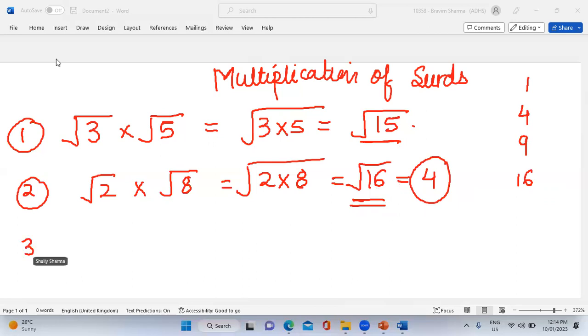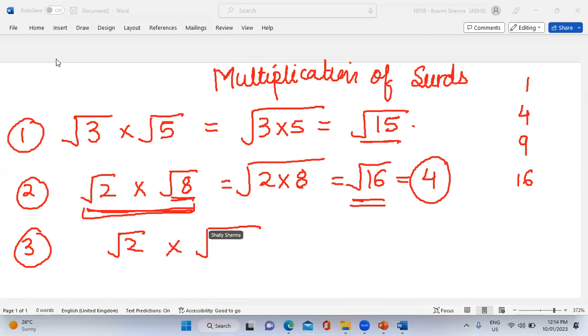Then next question comes. One more thing, the same question you can do in a second way also. It is up to you. So when I looked at this question, square root 2, I know this is a simplified form. But this square root 8 is not a simplified form. So if you want, you can write it like square root of 4 multiplied by 2.